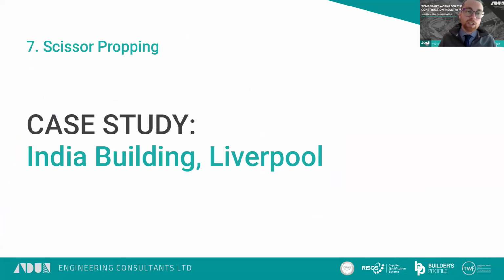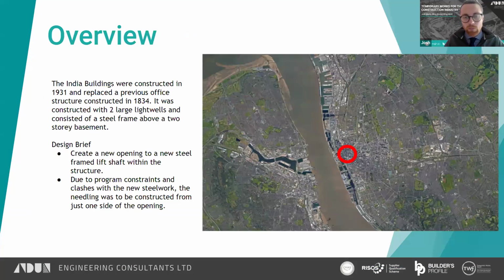Okay, and to number 7, which is scissor propping, and that leads us to a bit more of a detailed case study on the India Buildings in Liverpool. This project was within the India Buildings in Liverpool, which were constructed around 1931, and were then being replaced in, I think, the mid 1800s. Then it was originally constructed.